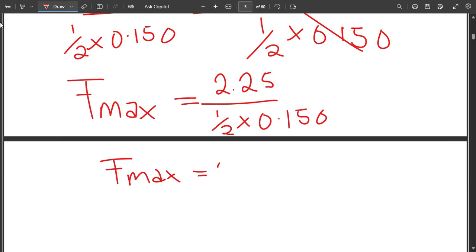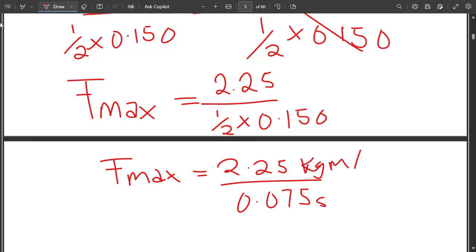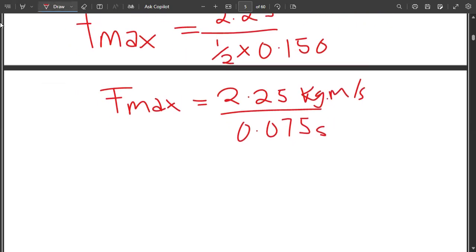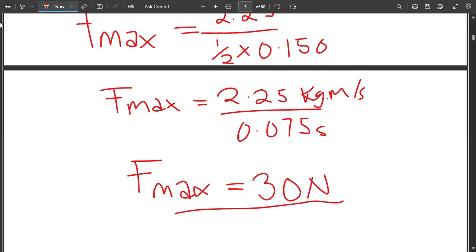Okay, and if I plug these into my calculator, I'm getting F max being equal to 2.25 kg meter per second over 0.075 seconds. And if I divide these two, I'm getting a maximum force which is equal to 30 newtons. So that means my F max is equal to 30 newtons.